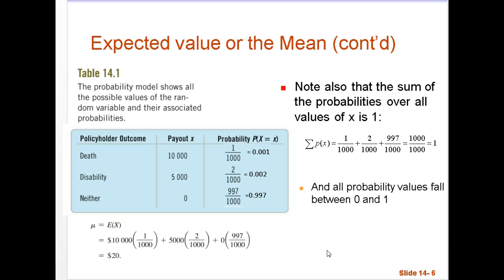Okay, let's examine some discrete random variables in the context of this problem right here. This is a problem involving insurance. The insurance company will pay out a certain amount of money depending on the outcome. In this case, they will pay $10,000 in the event of a death, $5,000 for a disability, and no money, of course, if you neither die nor have a disability.